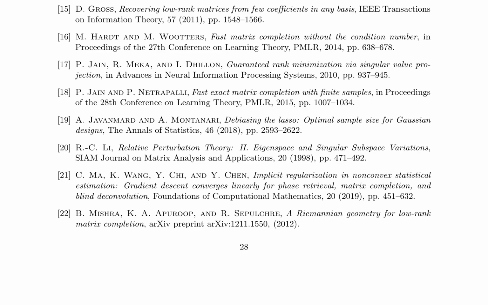The tables of references on pages 27 and 28 list works by various authors, including E. Abbe, J. Fan, K. Wang, and Y. Zhong, as well as H. Kai, J. F. Cai, and K. Wei, among others. These references cover topics such as matrix completion, robust principal component analysis, and related areas, demonstrating the connections between these fields of research.